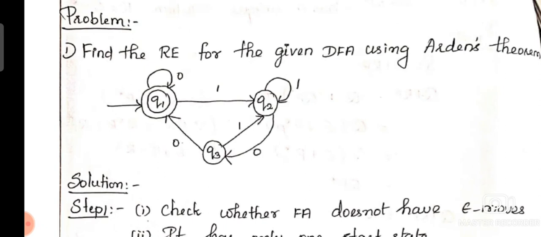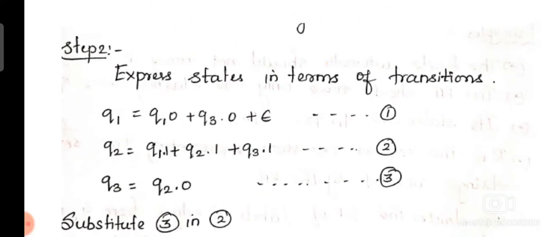We have to identify all the incoming edges that reach Q1. We can see there are 2 incoming edges coming to Q1. One edge with the label 0 is the same from Q1, and another edge is coming from Q3. The label of the edge is 0. That is what we are going to write on the right hand side of the equation. That is Q1 is equal to Q1 dot 0.